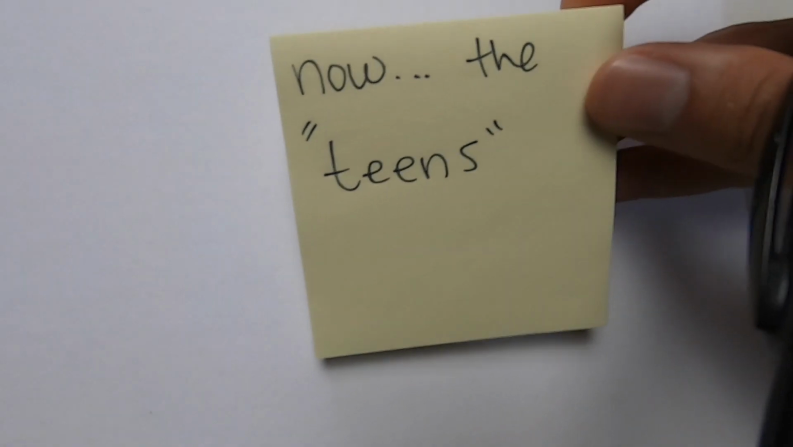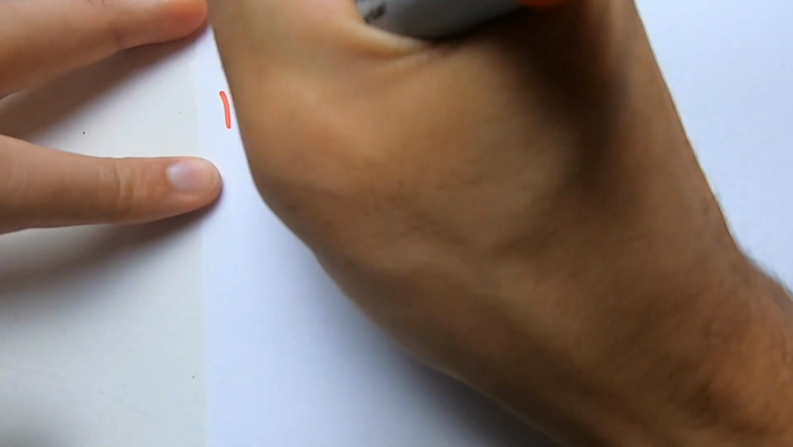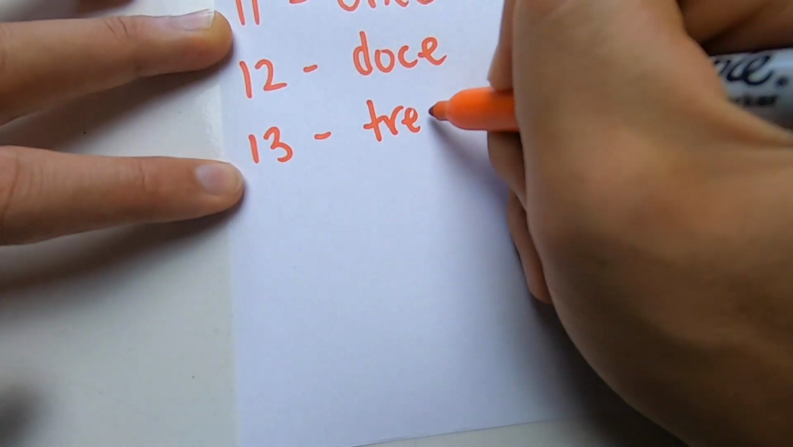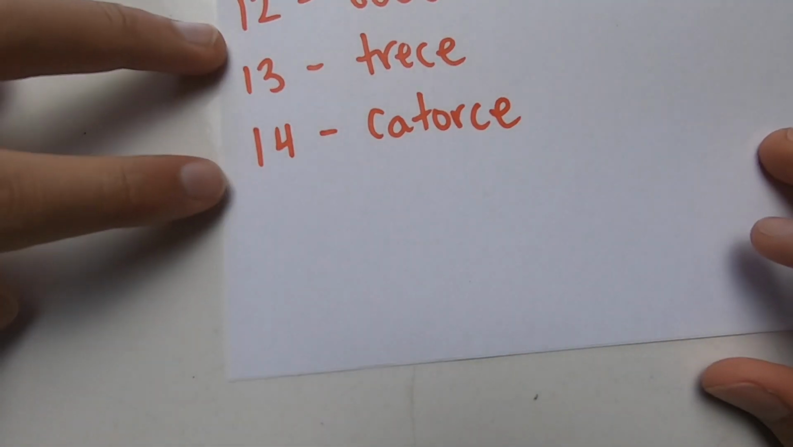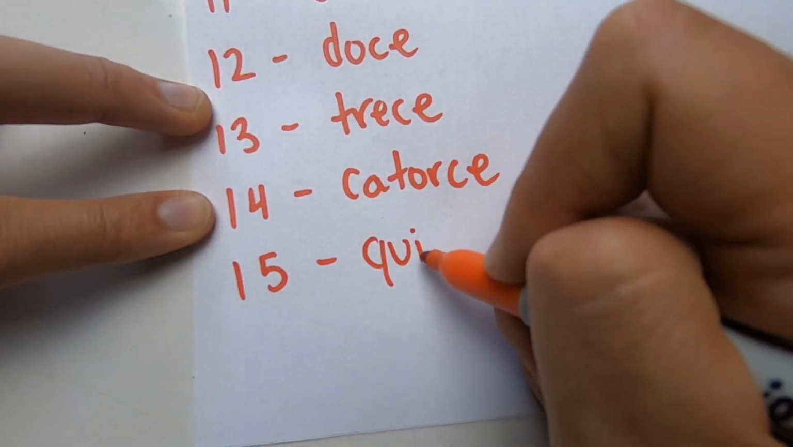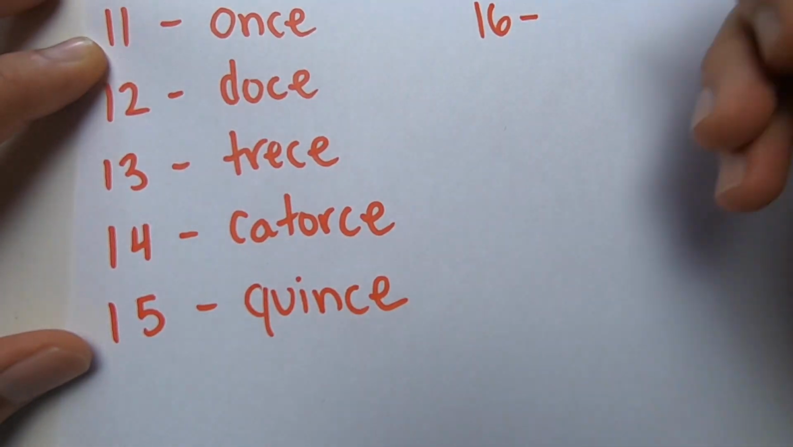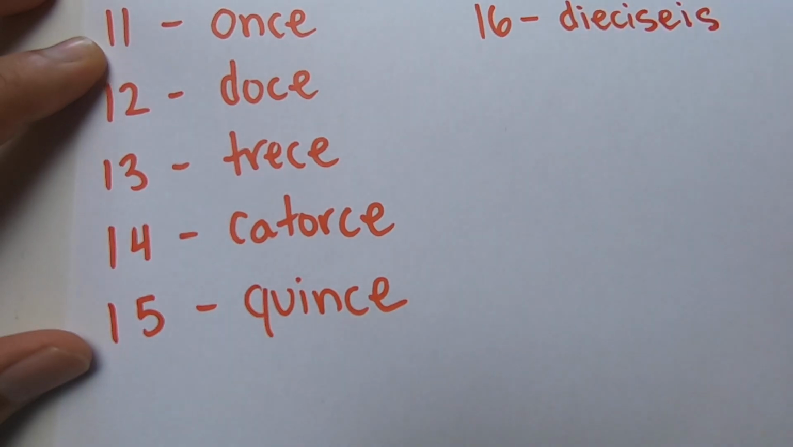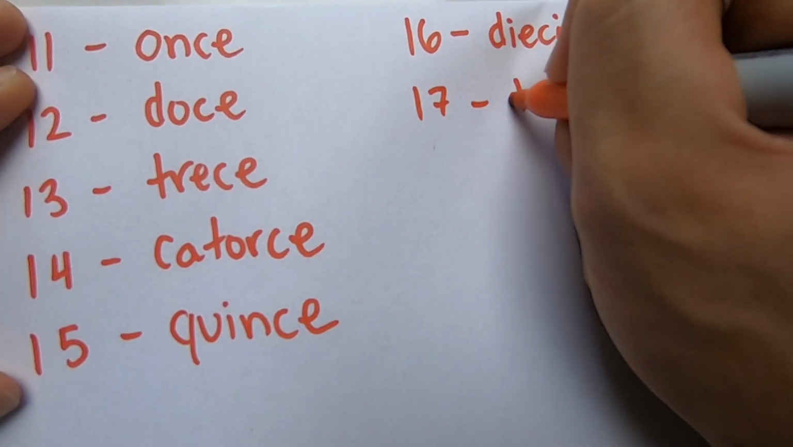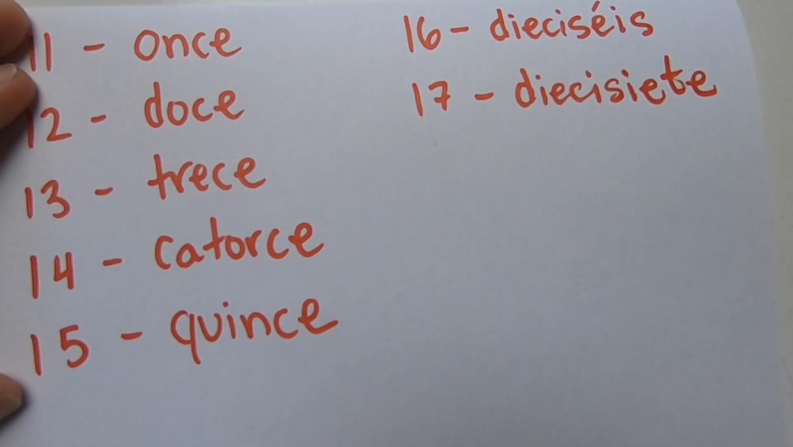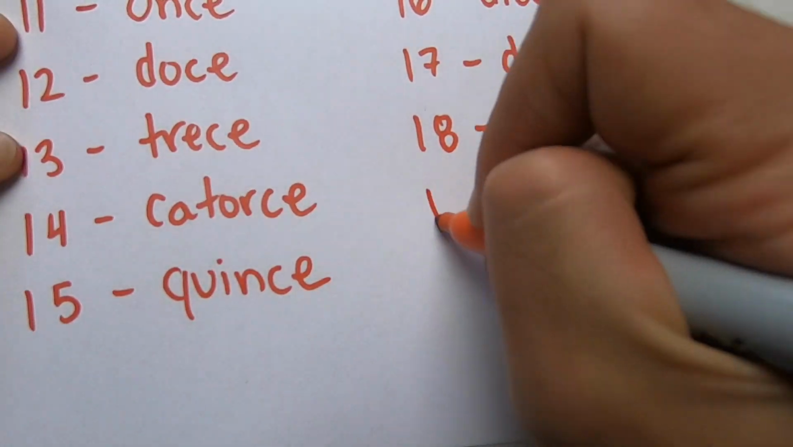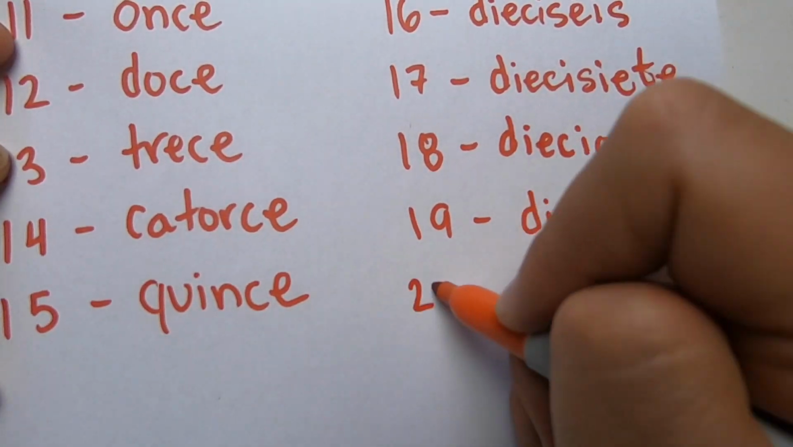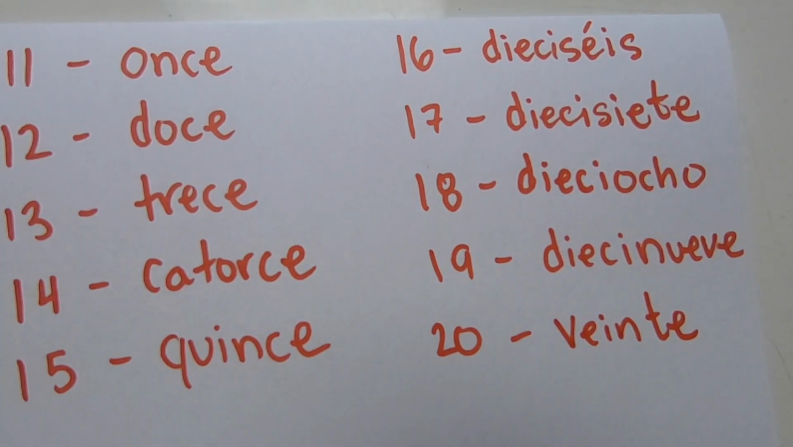Now let's take a look at the teens. This is another set of numbers that do not have a pattern, but you do need to memorize them. Okay, we'll start with 11, 12, 13, 14, 15. Remember the quinceañera that you guys went to. 16, don't forget your accent, 17, 18, 19 y 20. This is the set of numbers that you'll need to memorize as well.